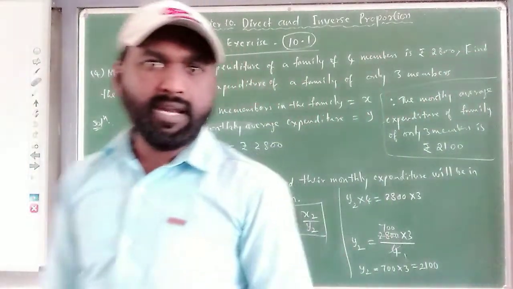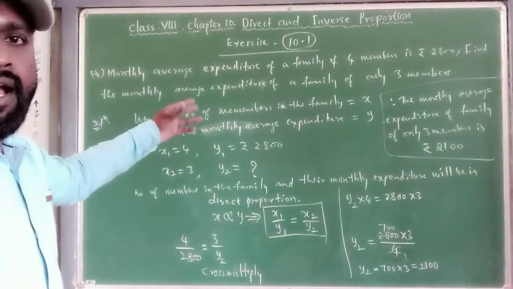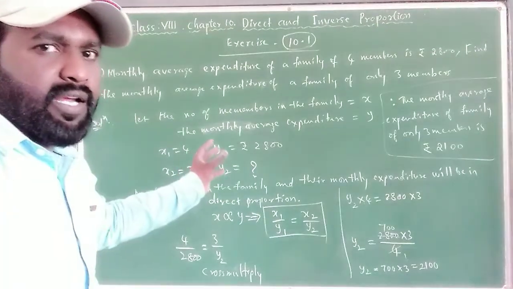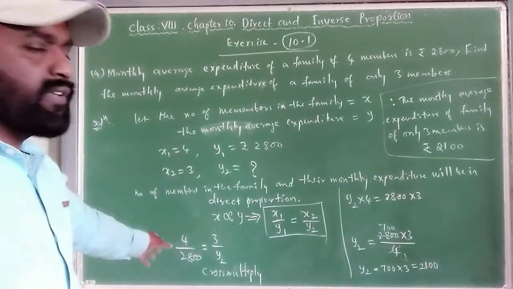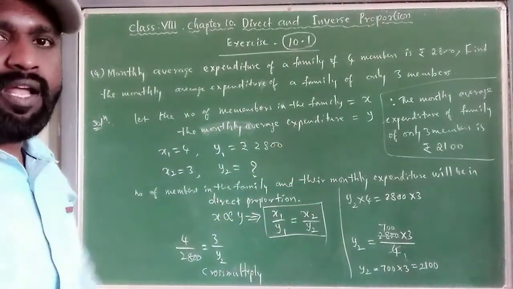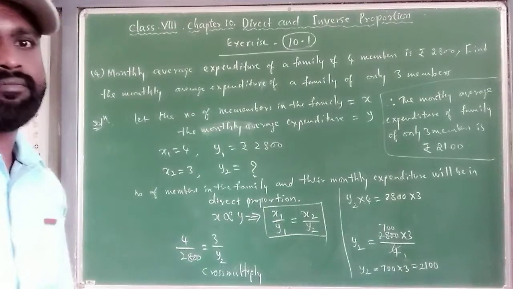Hope you understood this one. Very easy. Just read the question carefully. Look at the proportion. Is it in the direct proportion or inverse proportion? Write the relation of that. Substitute the values in the equation. Simplify it. You will be finding the answer. Hope you all understood this question. Let's see the next question.